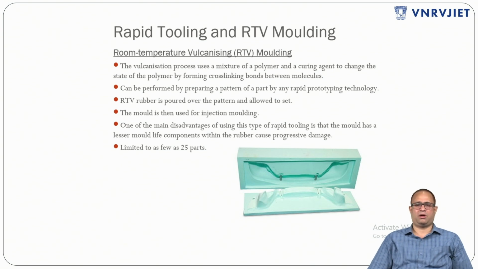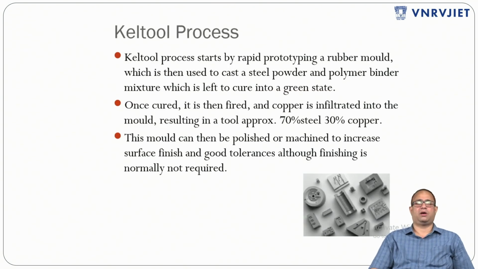So here, one of the main drawbacks is that the mold has a very low life, and the rubber can suffer progressive damage after it exceeds a certain number of parts. Now here, one more process, that is the Cal tool process.